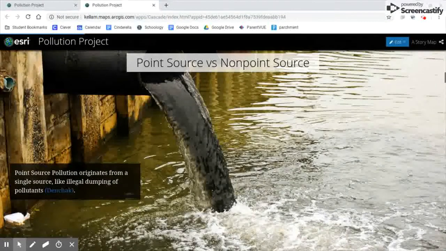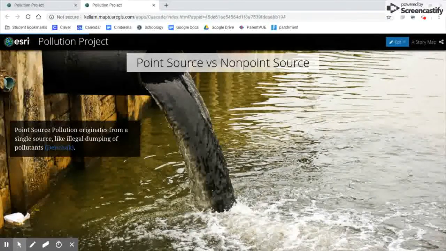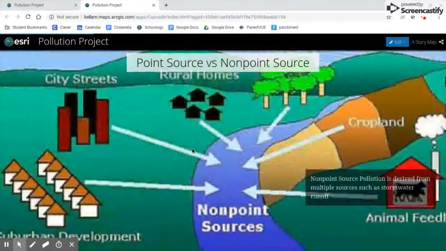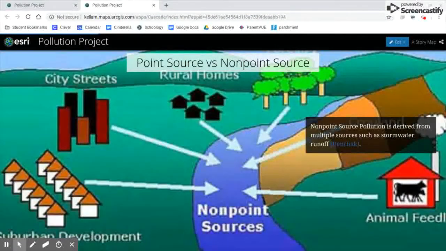Two ways that pollution originates are point source and non-point source. Point source is when pollution originates from one single point, and non-point source is when it comes from multiple sources, like stormwater runoff.